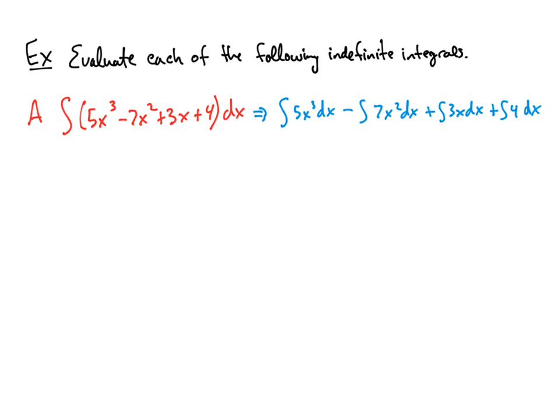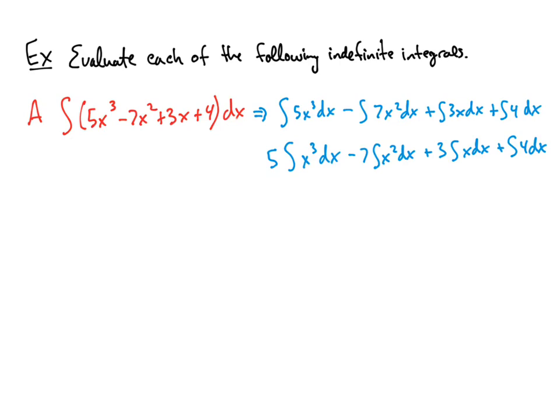And then using the other rule, the constant multiples rule, in each of these, well, the first 3 integrals, I have a constant multiple. So 5 times the integral of x cubed dx. Okay, so it's as though we're factoring out the 5, minus, let's factor out the 7, plus 3 integral x dx, and then plus, we could factor out a 4 and write a 1 inside the integrand, but I'm just going to leave it as 4 dx here.